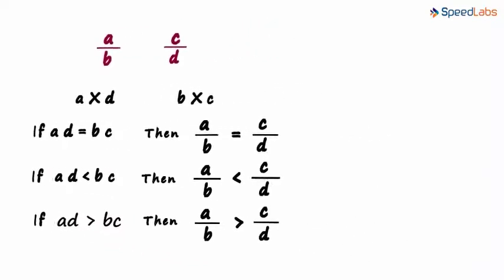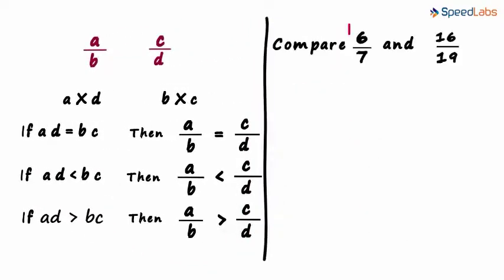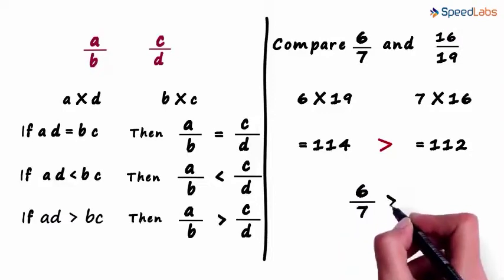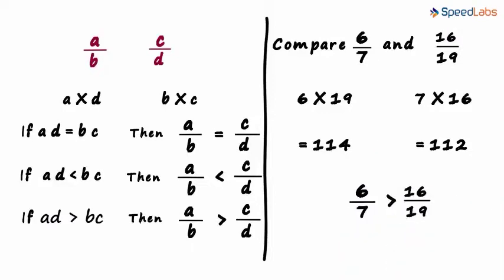Let's look at an example we saw a while back. We have to compare 6 by 7 and 16 by 19. So to compare these two ratios, all we need to do is compare the product of this integer with this one with the product of this integer with this one. AD in this case will be 6 times 19 and BC will be 7 times 16. 6 times 19 is 114 and 7 times 16 is 112. As we can see that 114 is greater than 112, we can be sure that 6 by 7 is greater than 16 by 19. That's how simple it is.